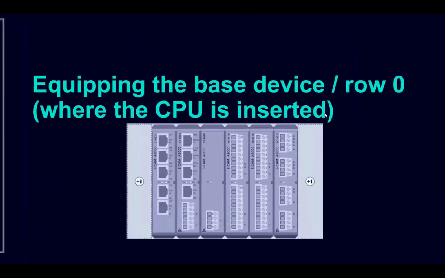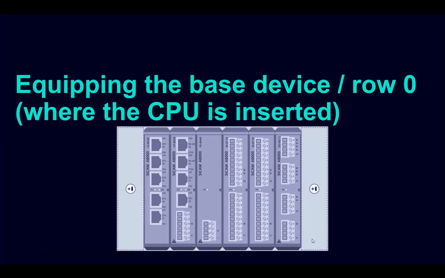Next step, let's configure the other devices, the other modules that are attached to the CP8050. This is what we call the base device. It's basically this group that is displayed with this square.